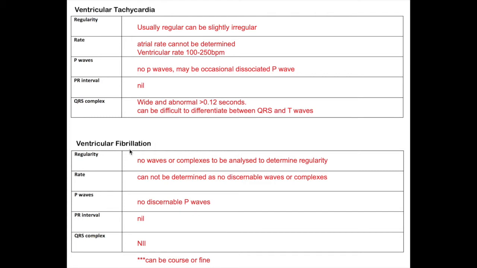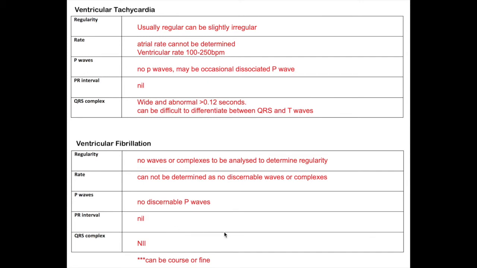As for ventricular fibrillation, these are very irregular. It kind of just looks like a big scribble on a piece of paper, and they can be very difficult to analyze as well. There won't be any waves really to be able to determine a rate at all. So for this reason, we definitely won't see any P waves or a PR interval or the QRS complexes.